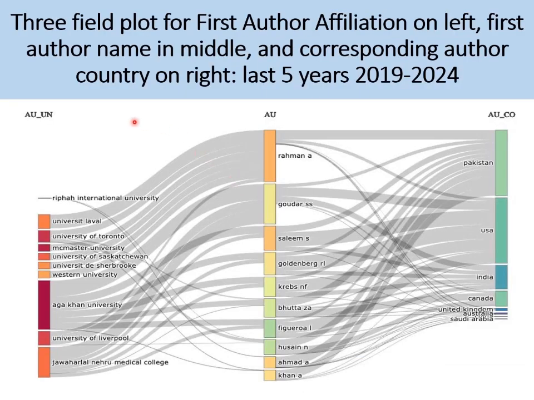And here there are 3 field plots: first author affiliation on the left, the first author name in the middle, and the corresponding author country on the right. If this is the last 5-year data, we can see Rahman A, and we can have another familiar name, Zulfiqar Ali Bhutta, over here. These are the top 10 authors and their primary affiliations. In this you can find the Aga Khan University, mainly the Aga Khan University. Riphah International is over here. The other universities are not from Pakistan, and here you can see the corresponding author majority are from Pakistan and from the USA as well, then India, Canada, United Kingdom, Australia, and Saudi Arabia.